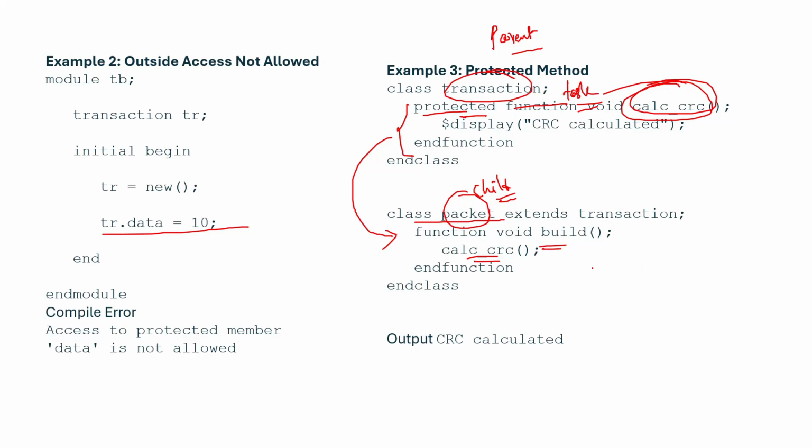Now how are you writing the module here? Module TB. Same way. What is your parent class? Transaction.